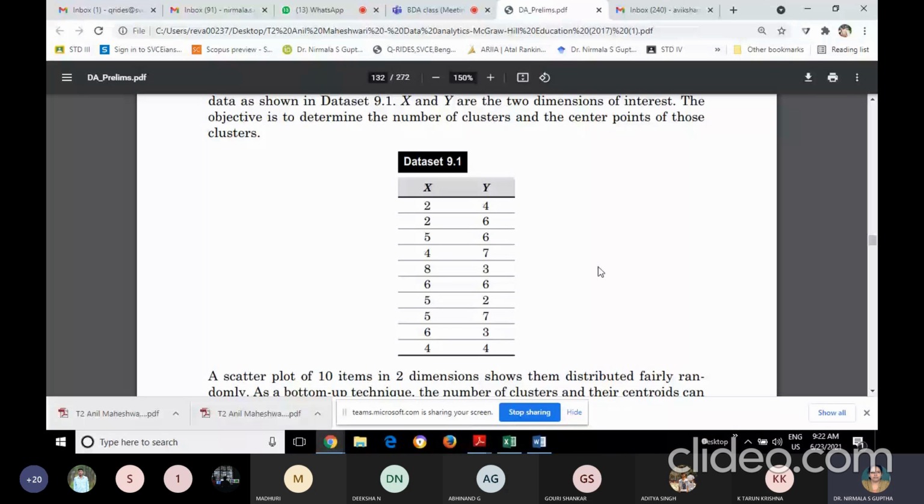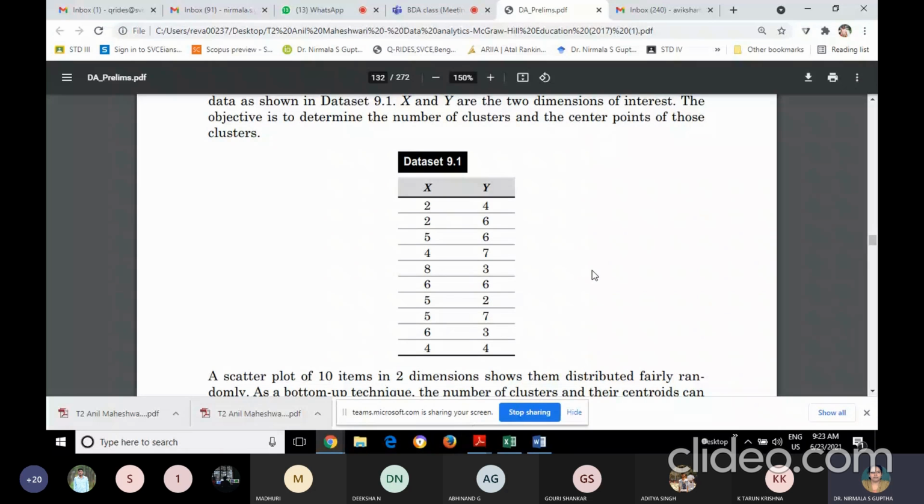Which is fairly distributed. Randomly it is fairly distributed. Now our work is to apply the bottom up technique, and we need to identify and determine the number of clusters and also the center points of those identified clusters. So that is our problem. We need to solve it. When we arrive at it, we say that these are my number of clusters and these are my centroids or center points of those clusters.